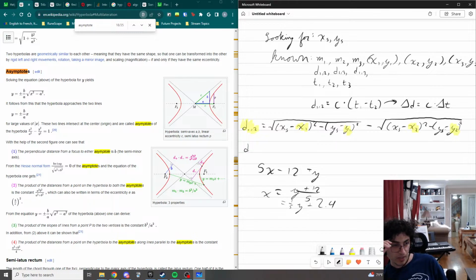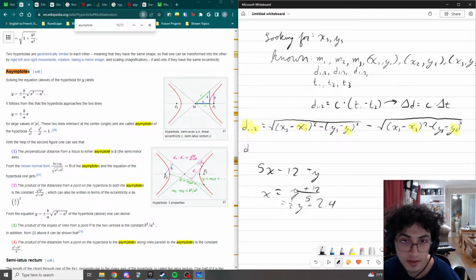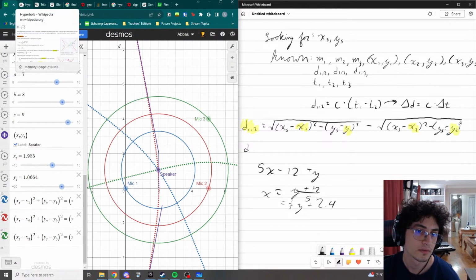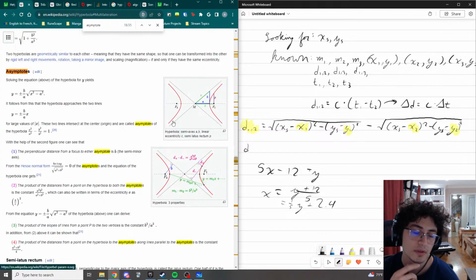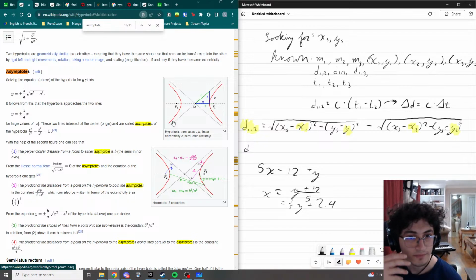Okay. I think I'm pretty clearly going in two directions. One where I try to solve it on my own first, and another direction where I try to read more, where I read more about hyperbolas.